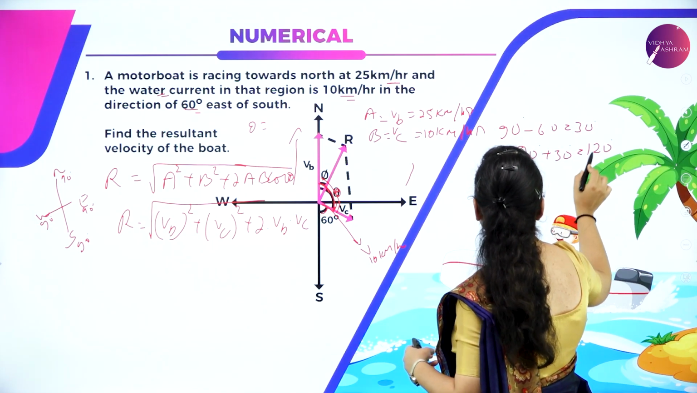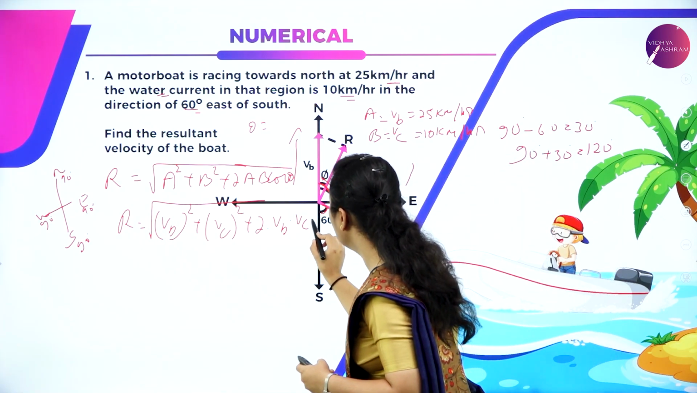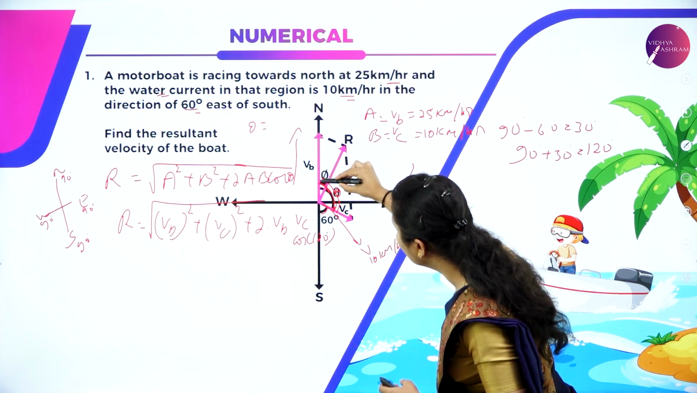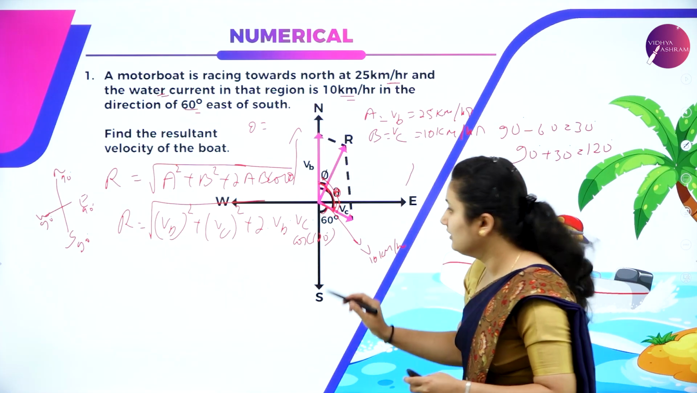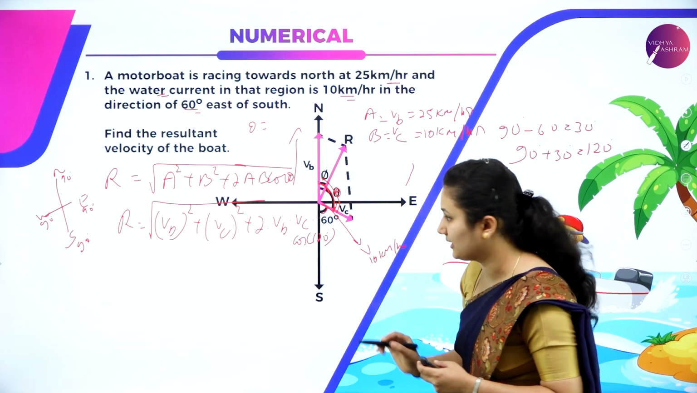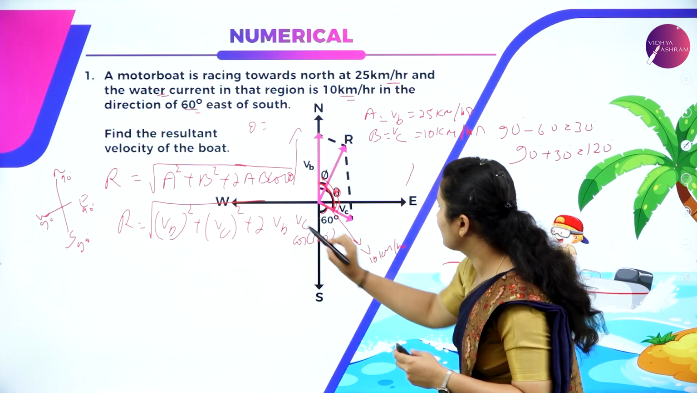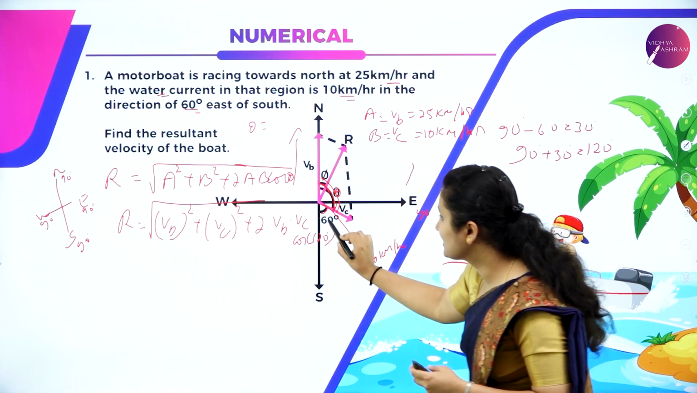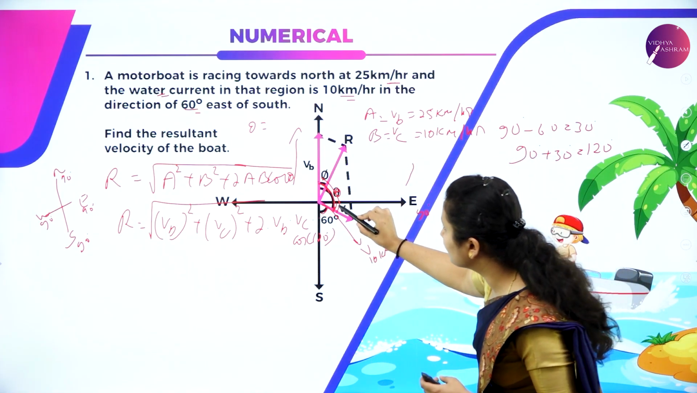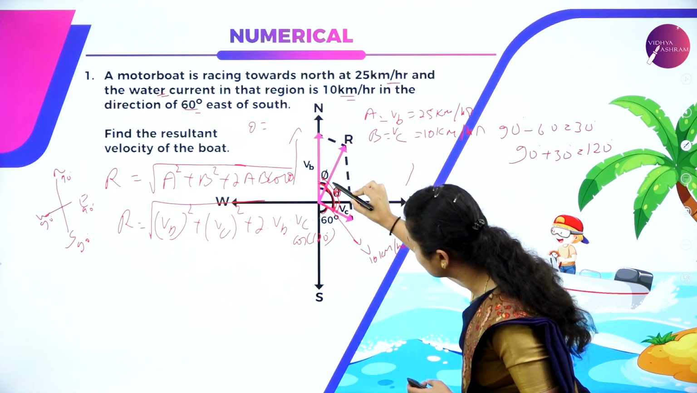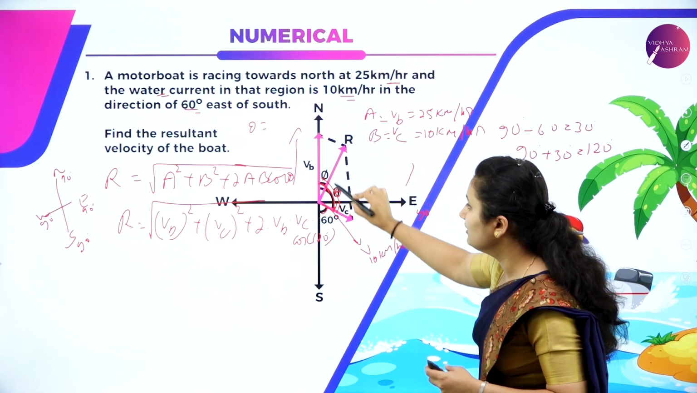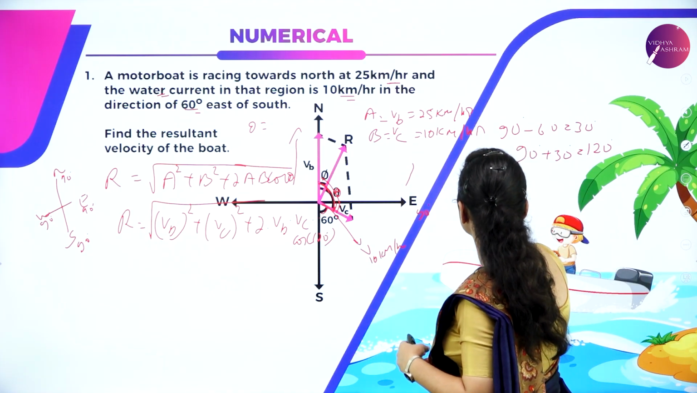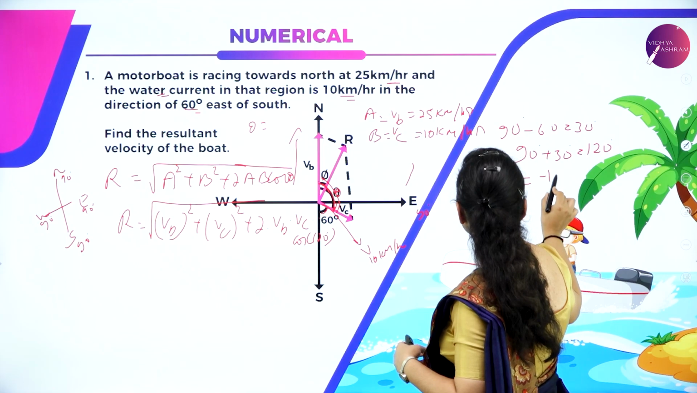It is 120 degrees. So I want to find out cos 120 degrees. That will give me the angle from here to here. From here to here, I know it is 60 degrees. But every direction makes an angle of 90 degrees each. So in 90, if 60 is gone, it is 30. From here to here, it is 90 plus this 30. So 30 plus 90 is 120. What is cos 120? Cos 120 is minus half.